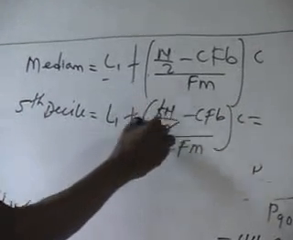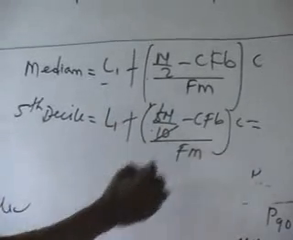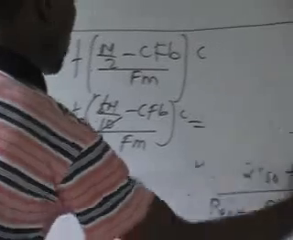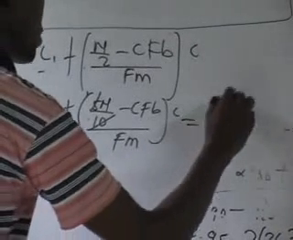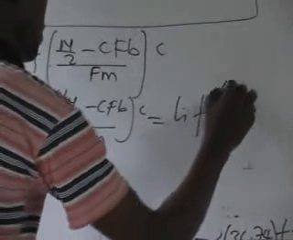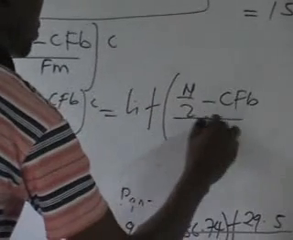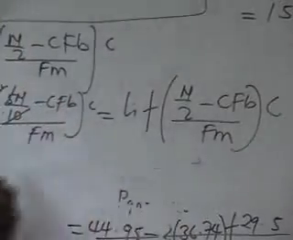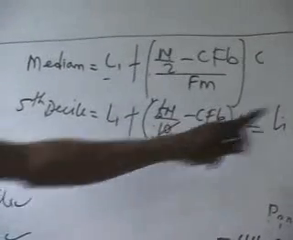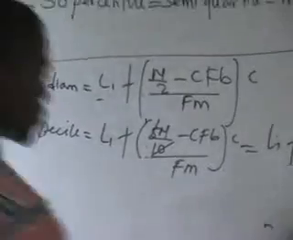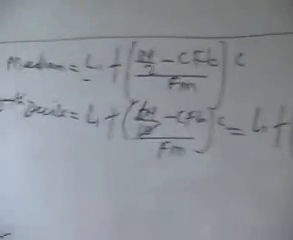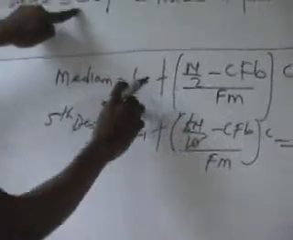So for this 5, we cancel this 5 here 1, 5 here 2, and this automatically becomes what? L1 plus what? Plus N over 2 minus CFB all over what? Fm bracket C. See, this 5 here 1, this 5 here is 2. So you can now say that this looks like what? Median. I want you to also know that 50 percentile is also equal to median.